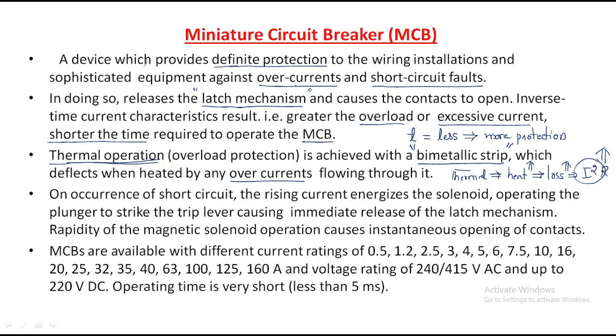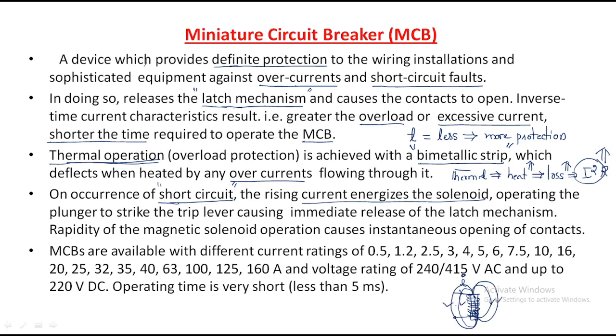So for overcurrent we are using the bimetallic strip, and for short circuit condition we have the solenoid. For this short circuit condition, the rising current energizes the solenoid. Solenoid means a core having a wire around it. Whenever current passes through it, it will generate a magnetic field around it.